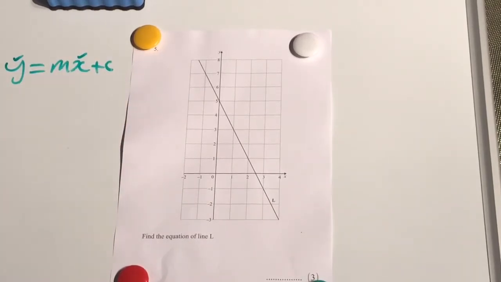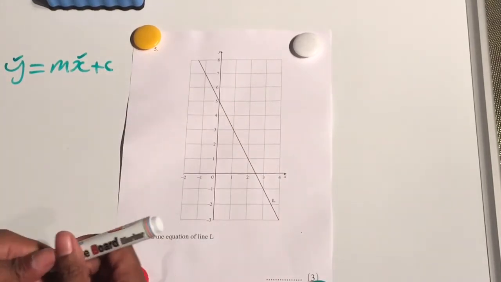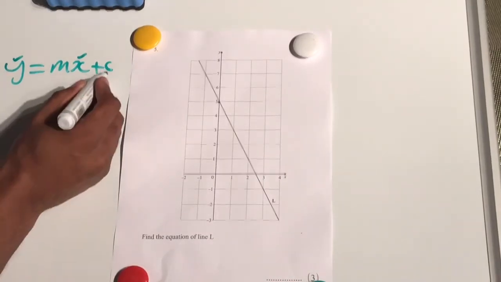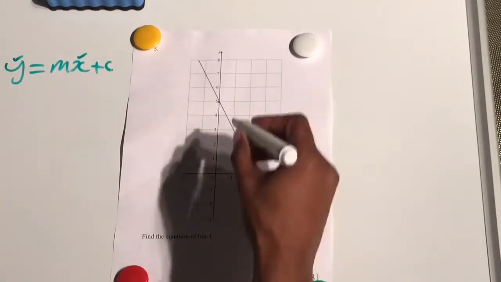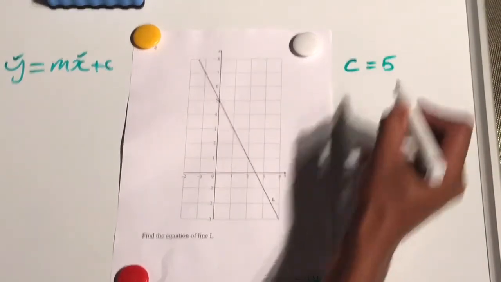I know the c is where it crosses the y-axis. So I look at my line, and it cuts the y-axis at this point here. Boom, at 5. So I know then that c is 5. So I'm going to write that down here. It cuts the y-axis, so my c is going to equal 5.